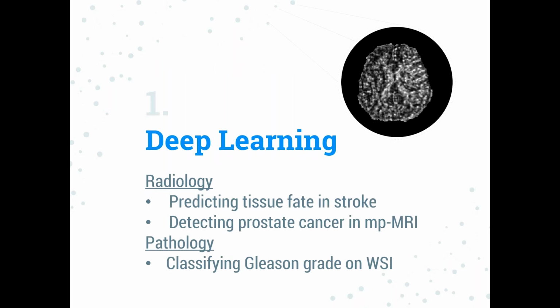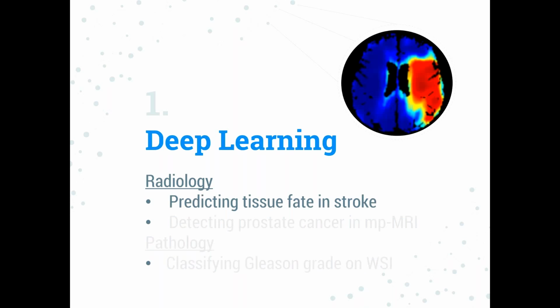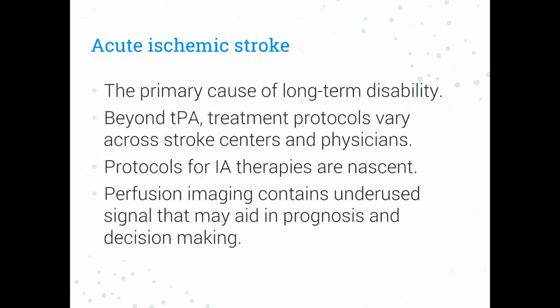So first, deep learning, I'll talk a bit about tissue fate in stroke, prostate cancer and MRI, and then I'll shift to pathology and talk about classifying Gleason grades on whole slide imaging, which is an interesting problem. But first, predicting tissue fate in stroke.